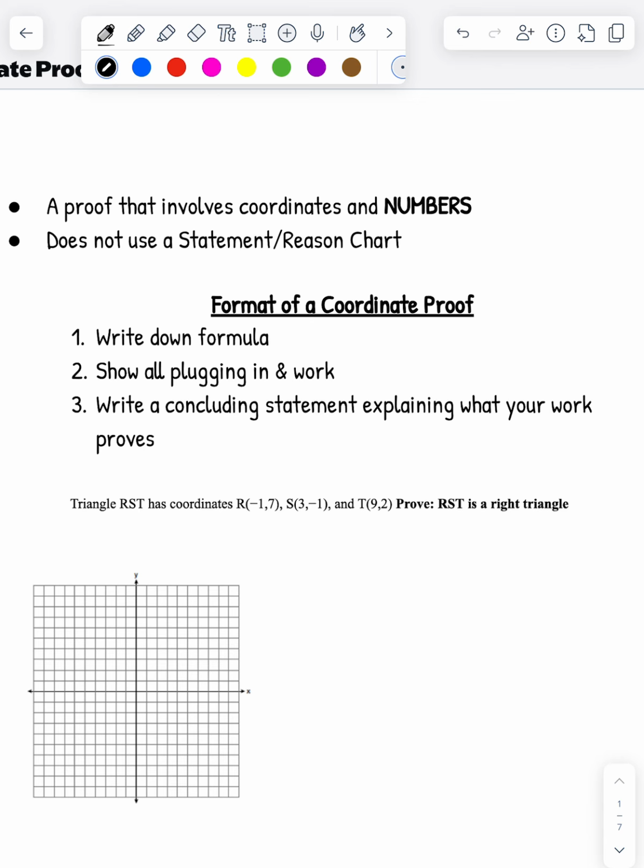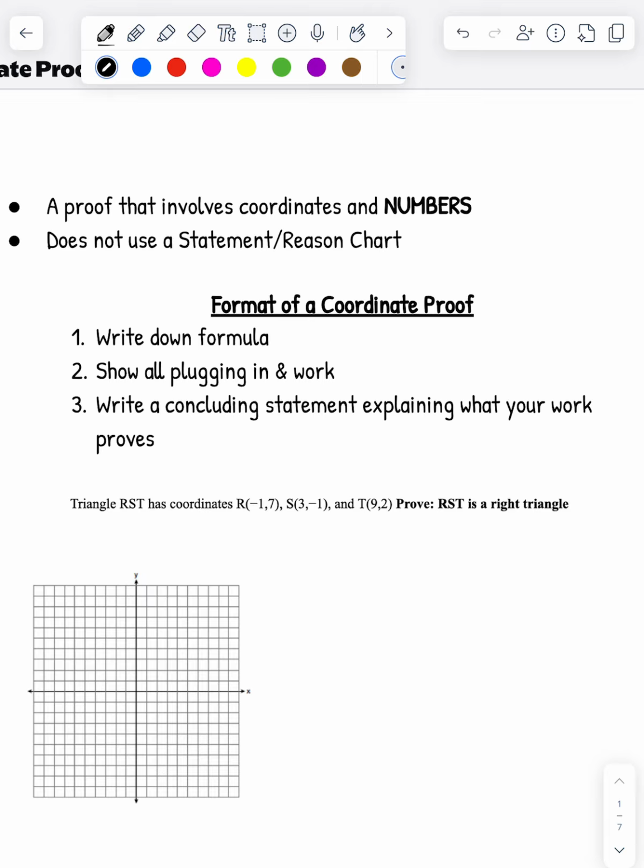It's always good to write the formula that you remember down, so just in case there's a mistake in the formula, you don't lose all the points for the question. Show all your plugging in and work for the same reason. You don't want to lose all the points for the question. Also, if you don't show work, you don't get the full credit. And then write a concluding statement explaining what your work proves.